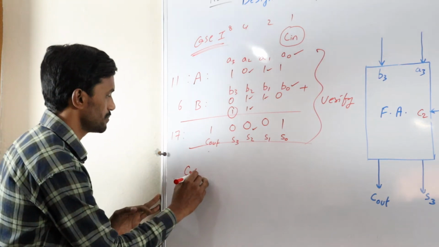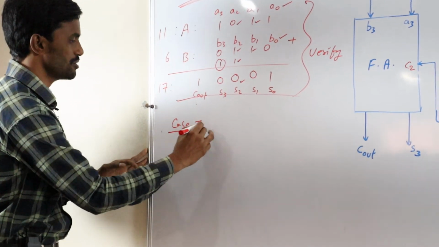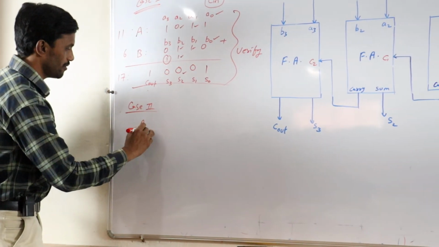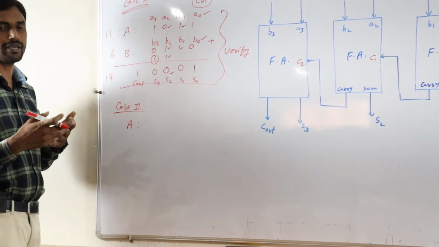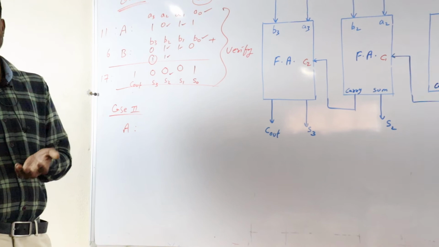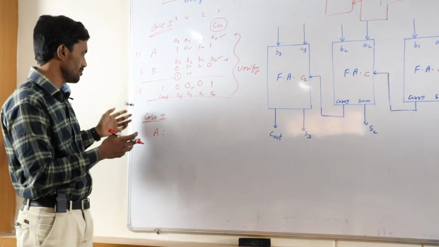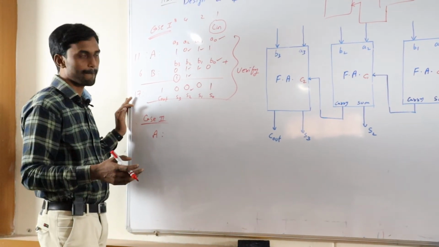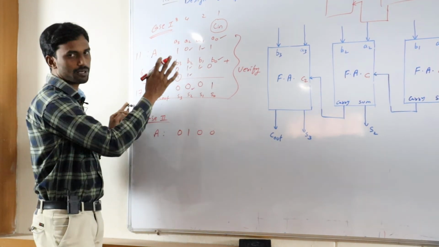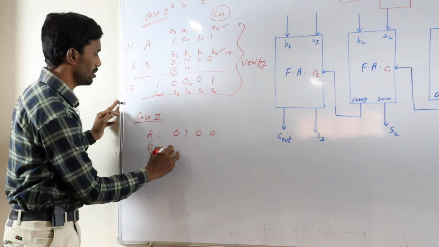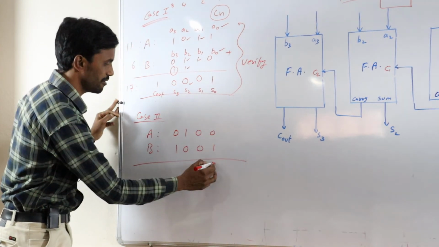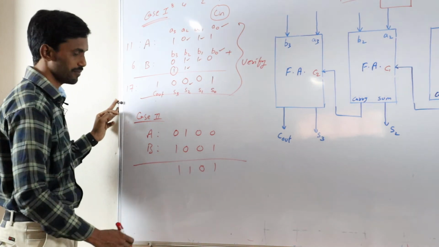Next, case 2. One more example we will take randomly. Let A equal, this is our assumption, you can take any values. 4 bits means 16 combinations, and you can take any of the 16 combinations. We will verify 2 cases practically. So let A be 0 1 0 0, exactly reverse. B is, in the same way, 1 0 0 1, it's up to you.